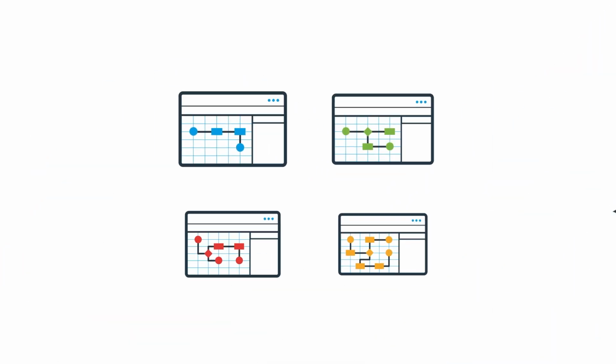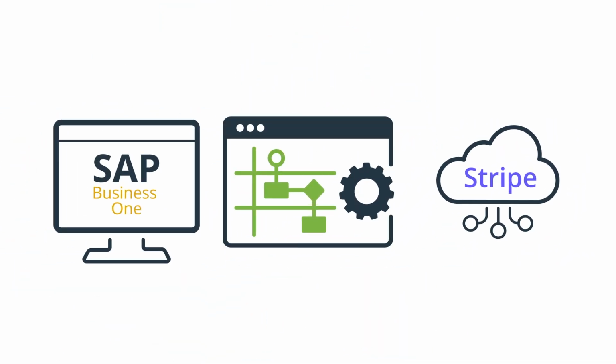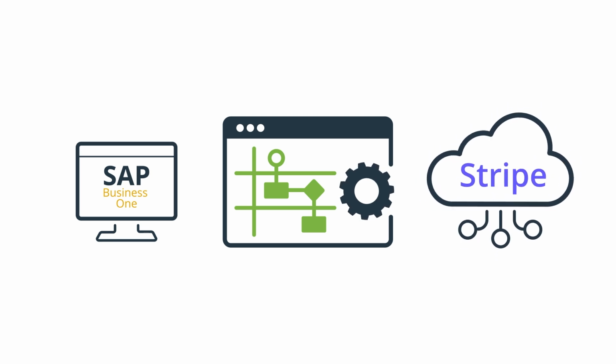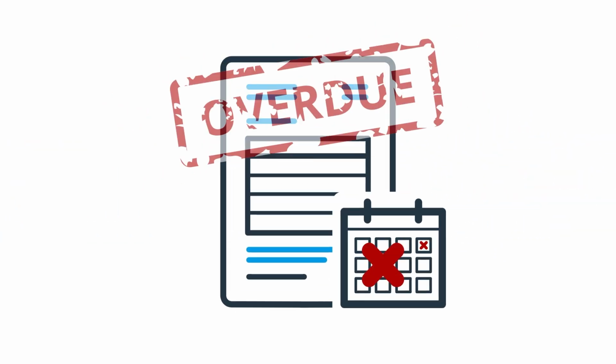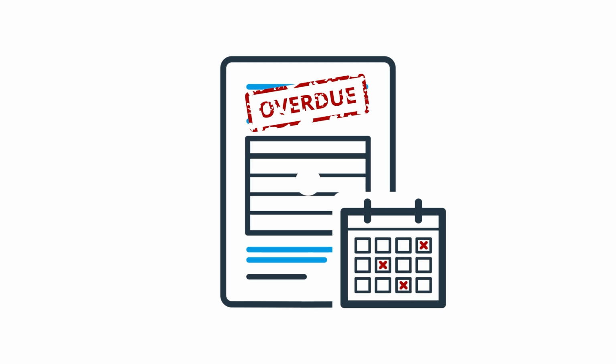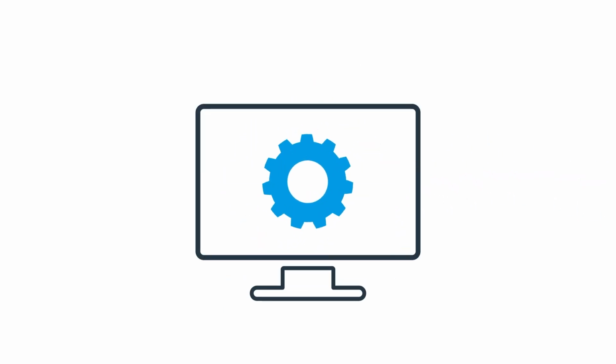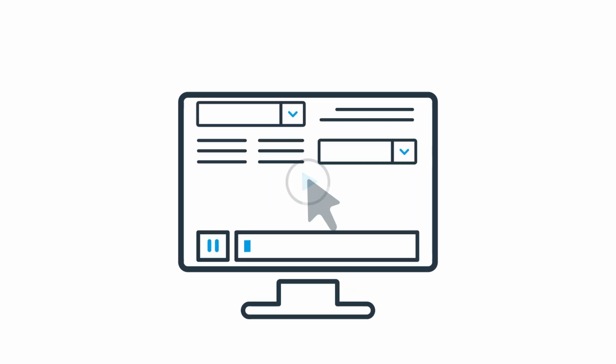This integration template provides you with an automated payment and refund flow between SAP Business One and Stripe, and in addition, daily reports on overdue invoices. If you require information about deploying the template, please see our configuration video.